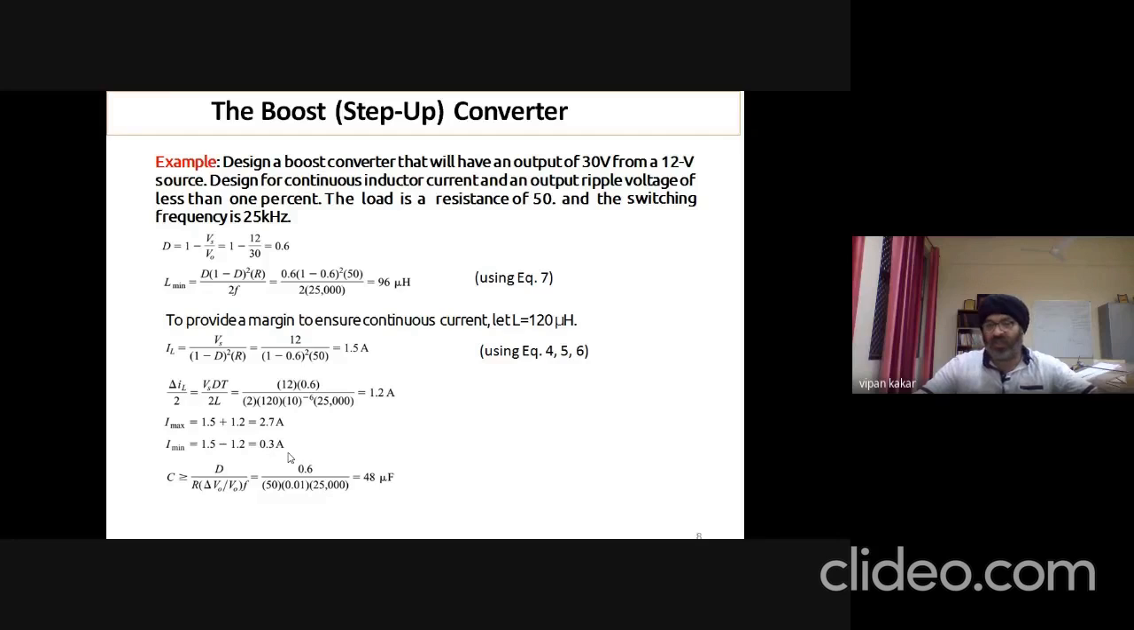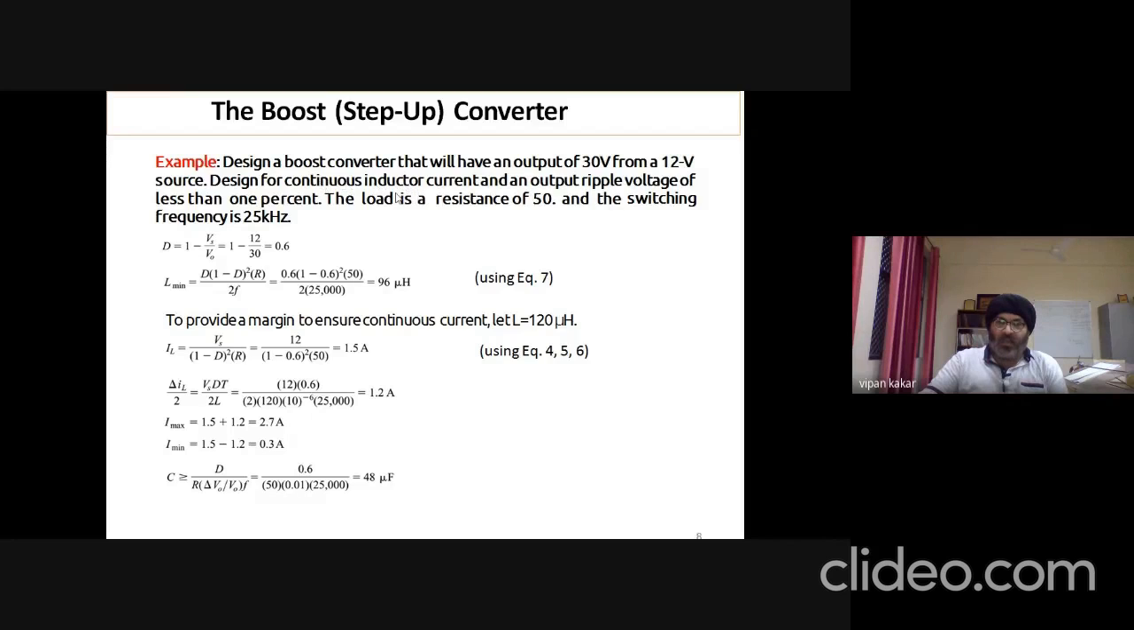We have already discussed in previous slides. For continuous current conduction mode, again I am repeating that the minimum value of inductor current must not be 0. It should always be above 0. For discontinuous current, we already know the inductor current goes to 0. So this is one example.